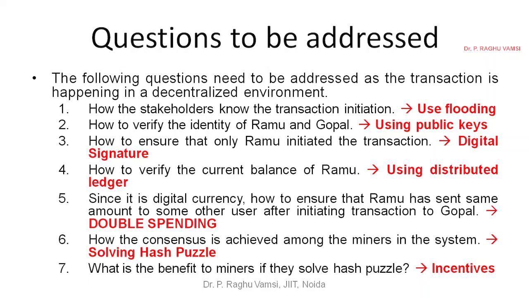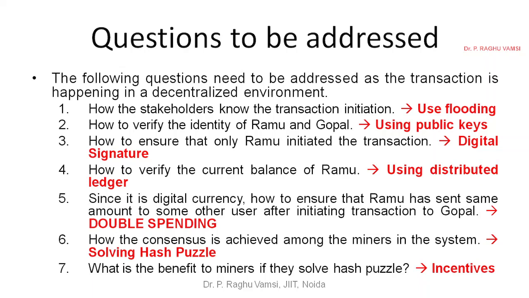In the last lecture, we answered some questions with respect to Bitcoin, using our regular example: a transaction between two parties when money is involved in a distributed and decentralized environment. The first question was how the stakeholders will know the transaction initiation, that is, by using flooding. How this transaction initiation is done in Bitcoin, how flooding happens, and how the peer nodes in the network listen. These concepts we have seen in the last lecture.